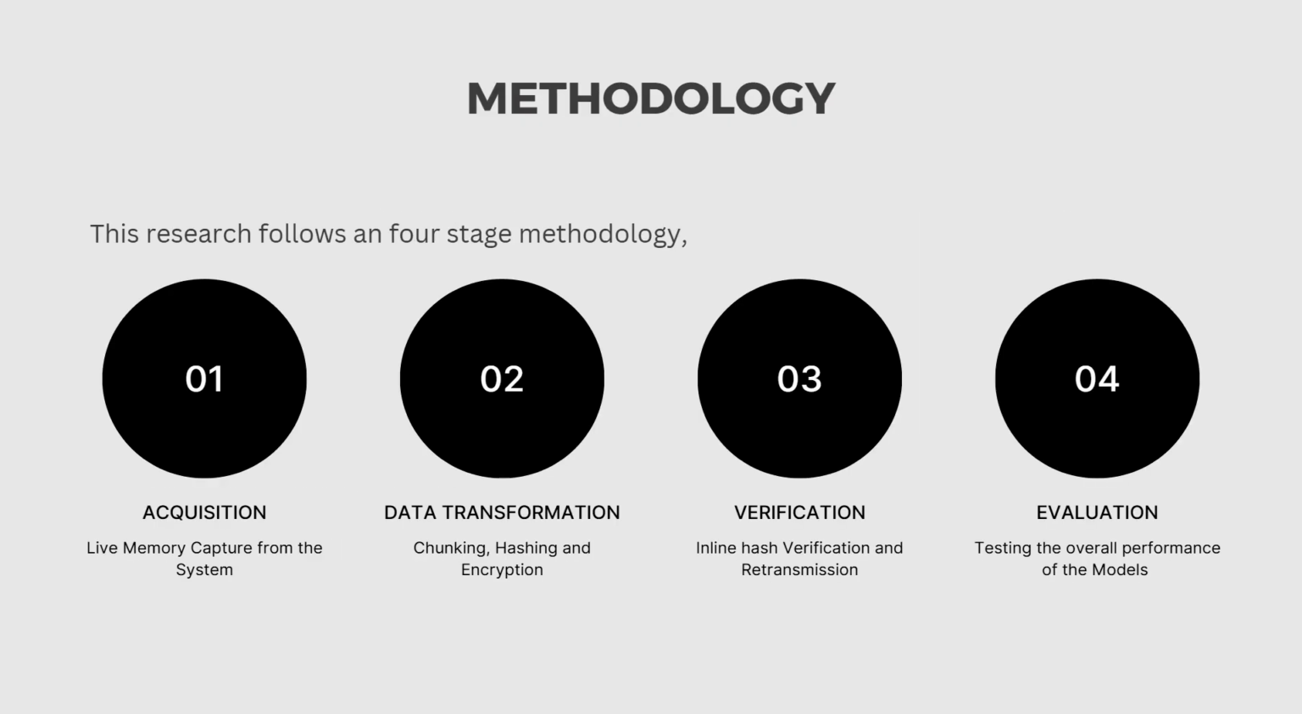This research follows a four-stage methodology. The first stage is acquisition, where the live memory is captured from the system. The second stage is data transmission, where the data is transformed into chunks, then hashed and encrypted. The third stage is verification, where the data is transmitted and the hash is verified. The fourth stage is evaluation, where I'll test the performance of the model.